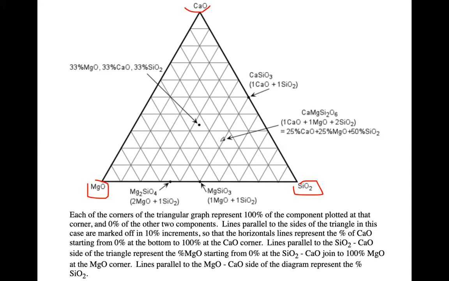For example, the dot represented here, the composition represented here. If you count how much silica is there, silica variation 100% is here, 95% is here, 90% is here, 85 is here, 80 is here.